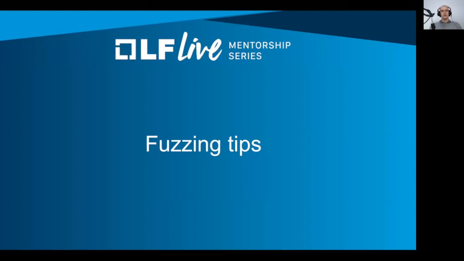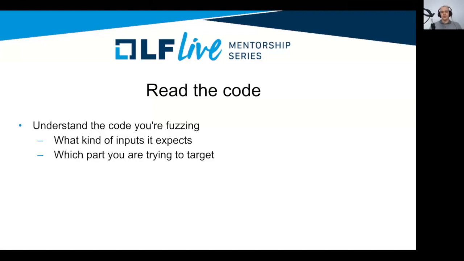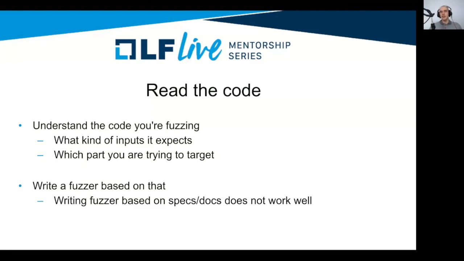Okay, now I want to share some generic fuzzing tips. The first one is: read the code. The ultimate target that you're trying to fuzz is the code. So instead of relying on documentation or specs, like in the case of USB, where I read a lot of USB specs but then ended up writing something that was not always relevant, you should try to read the code. You should understand what kind of inputs it expects, how it behaves, and write a fuzzer based on that.